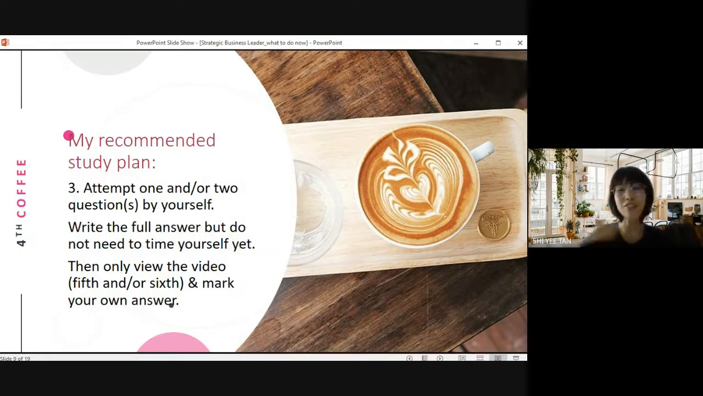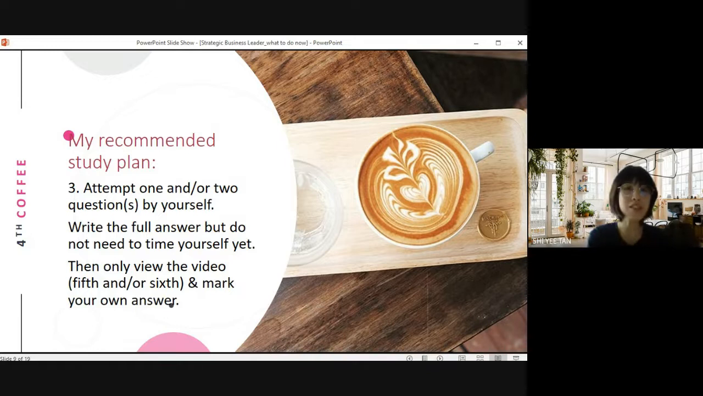So if you are trying to time yourself, it's not to say you cannot, you can try it. But one thing is at this stage, the timing is not the most important thing that we are going to focus on now. We're going to focus on whether you can write the full answers or not, because some students will experience some difficulties when they write the full answers.